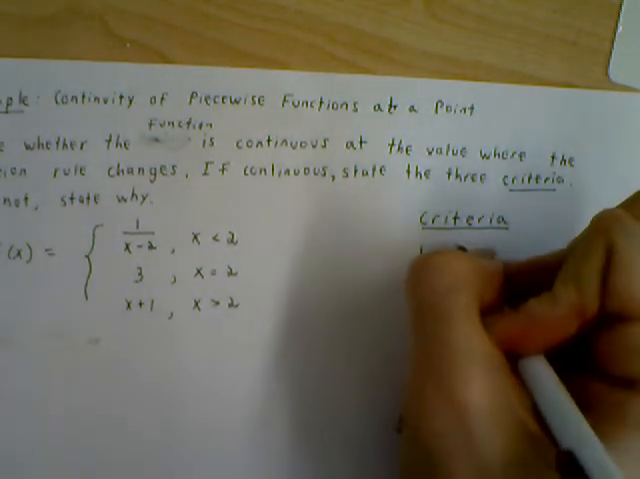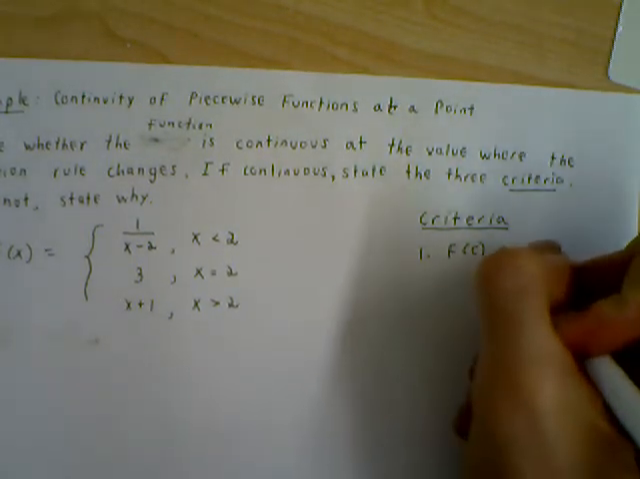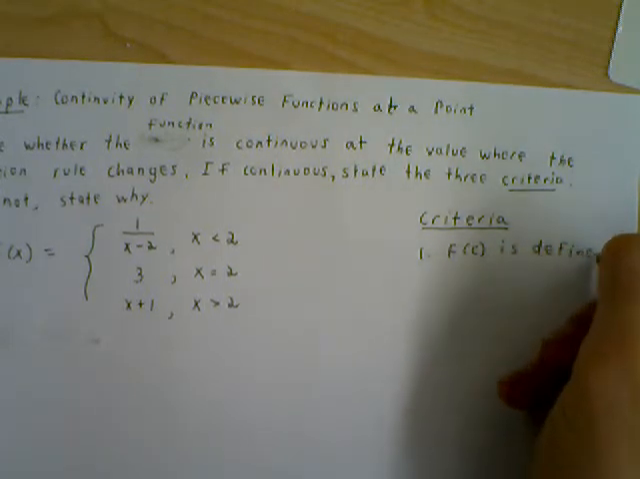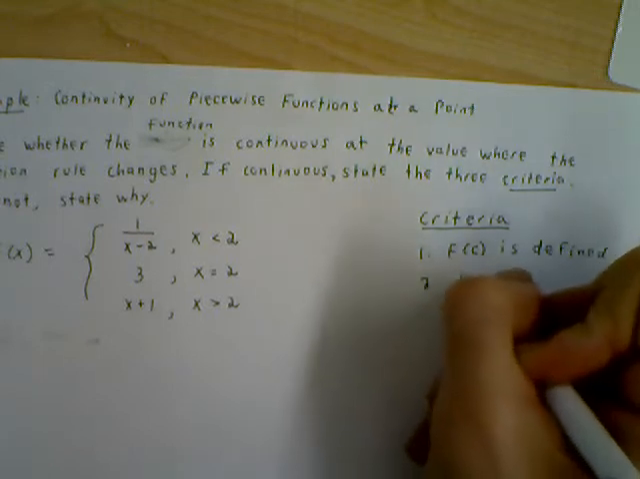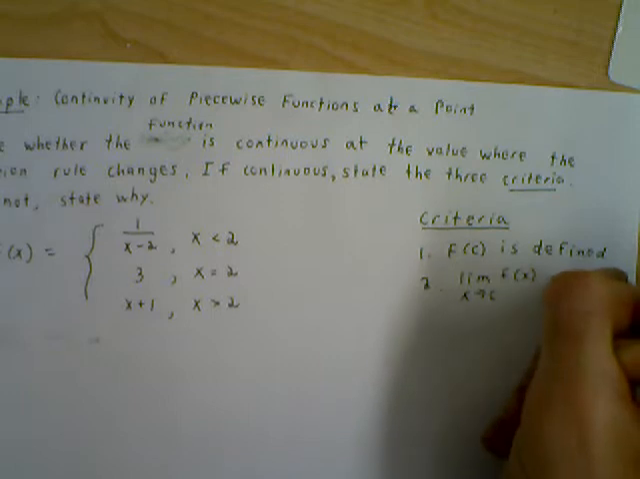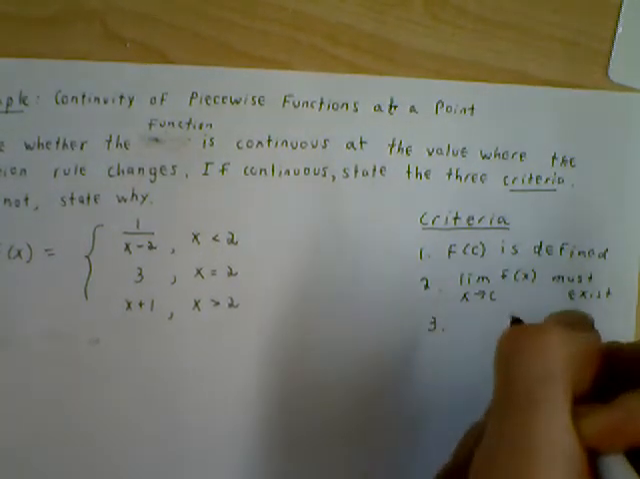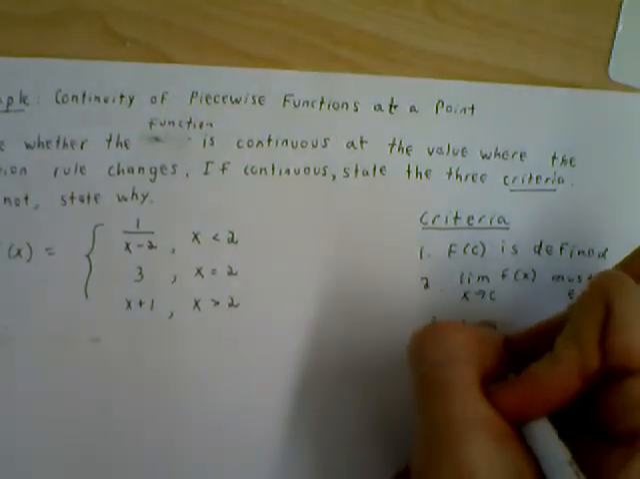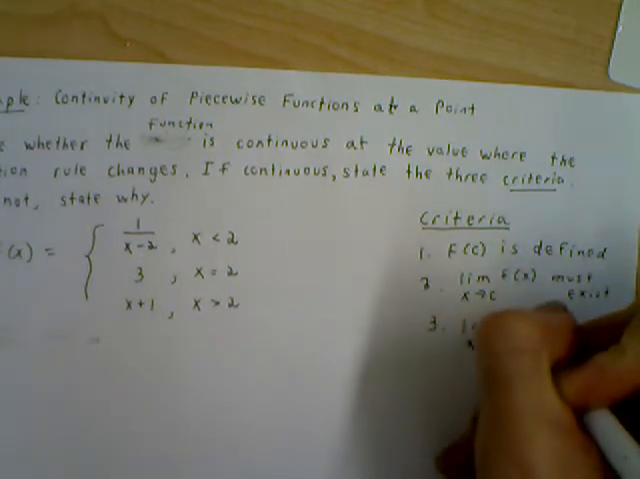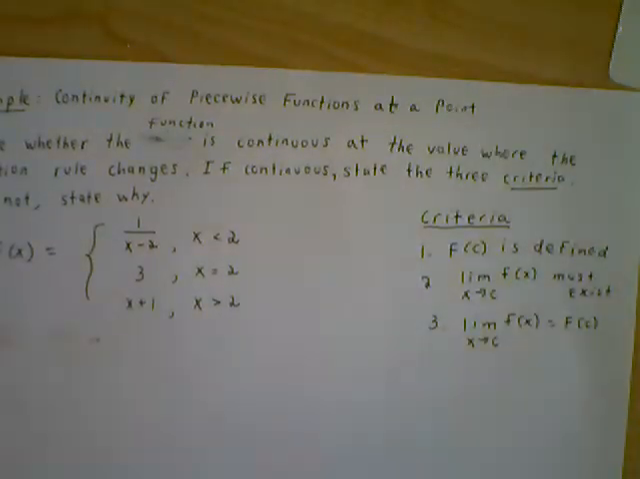To start, let's remember our three criteria for continuity at a point. Our first one is that f of c must be defined. Second, our limit as x approaches c of f of x must exist. And last, we're going to put these two together: our limit must equal our defined function value. So we're going to put the first two together and check.